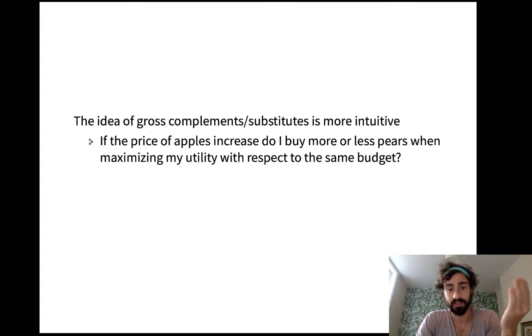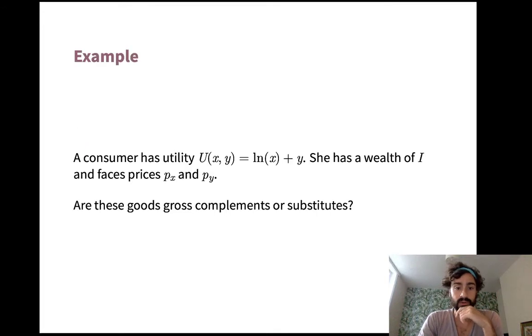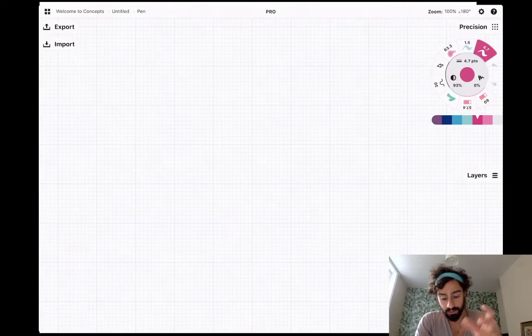And so here's an example. We're going to do a little example. A consumer has a utility function given by the log of x plus y. So it's two goods, x and y, and it's the log of x plus y. And she's got a wealth of I and faces prices p_x and p_y. So we can then ask the question: are these goods complements or substitutes? Let's go through this.